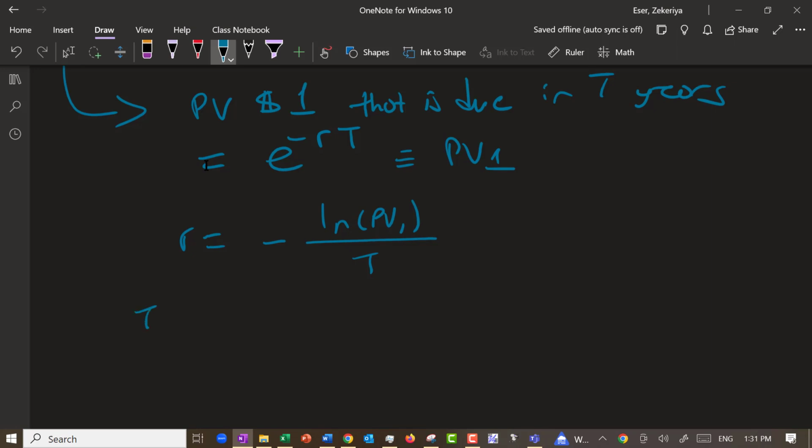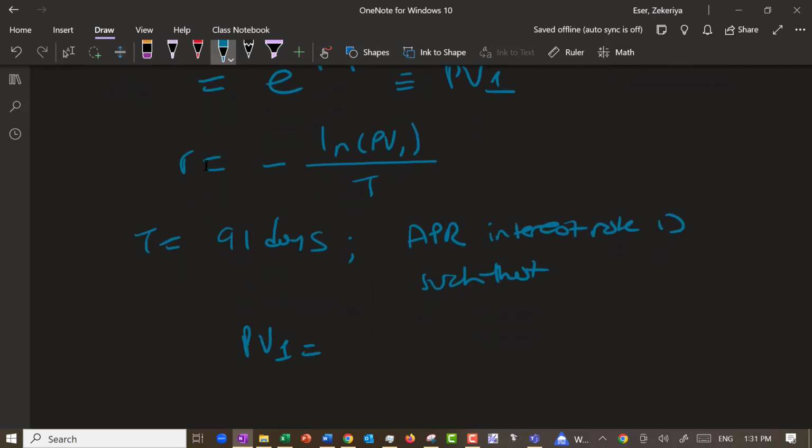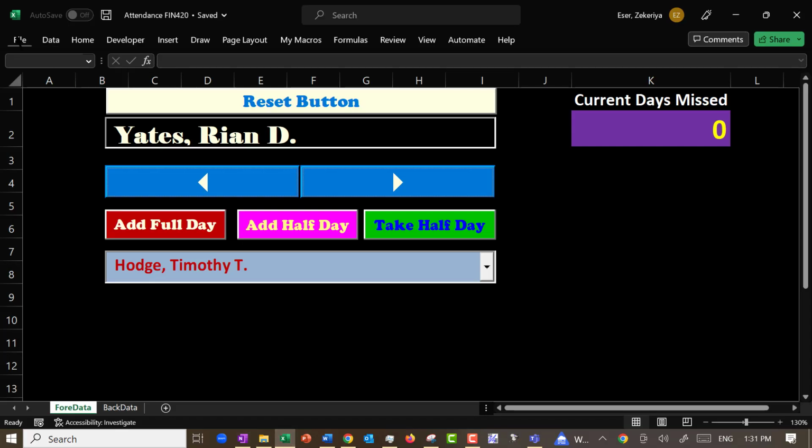for example, let's say T is 91 days, okay? The normal APR interest rate is such that PV1 is equal to 1 over 1 plus APR times 91 over 365. So if I tell you that, then you can figure out the rate. Let me start it.